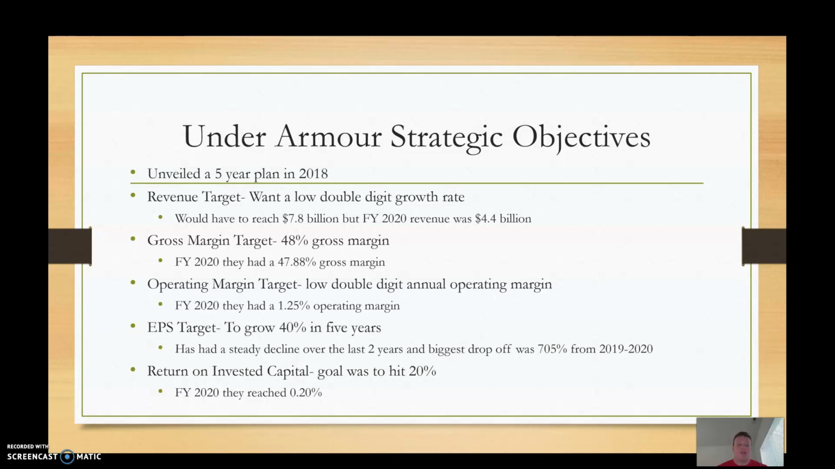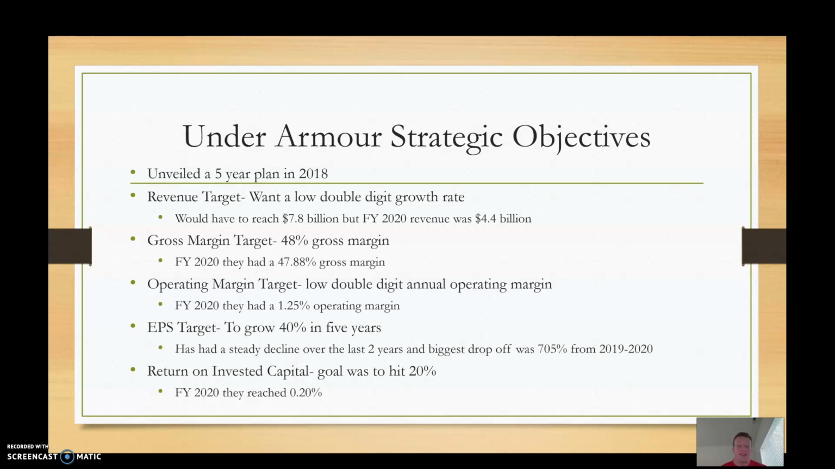And then next up was the gross margin target. They want to have 48% gross margin. And in the fiscal year, they had 47.88. So they're right there for that target, but that's really the only target where they're close. Next up was the operating margin target. So once again, they want to have a low double-digit operating margin, just kind of like the revenue target, at minimum 10%. And in the fiscal year 2020, they had a 1.25% operating margin.